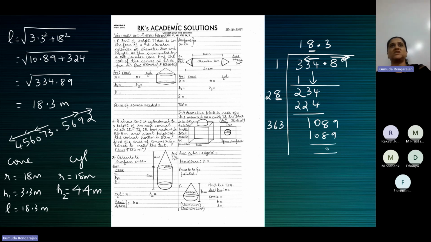Is the canvas used to make the CSA of the cylinder? Yes. Then the cylinder has a top, no? Is this canvas used to cover the top of the cylinder? No. Is the canvas used to make the CSA of the cone? Yes. If you cover the top of the cylinder, what's the point of having the cone on top? That cone is probably there to increase the air space inside the tent.